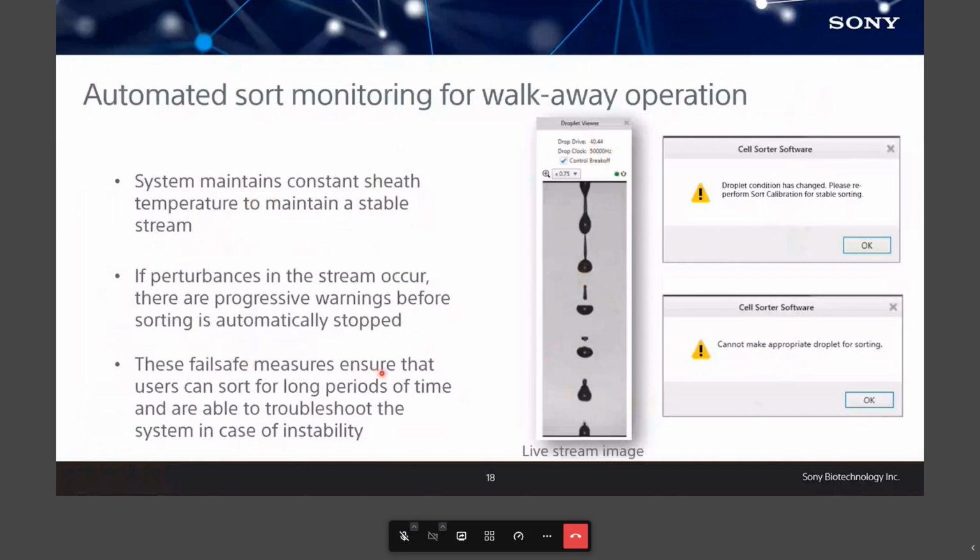There are progressive warnings, like I said, before the stream is automatically stopped. But if there is a large issue, the stream will automatically stop. So in the event of a clog or an empty tube, the system will stop itself for those reasons as well.